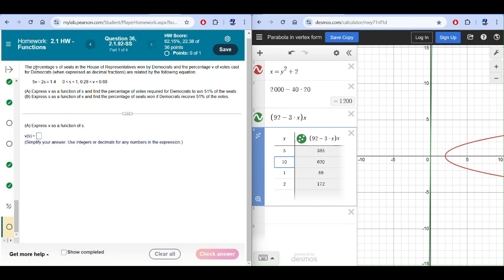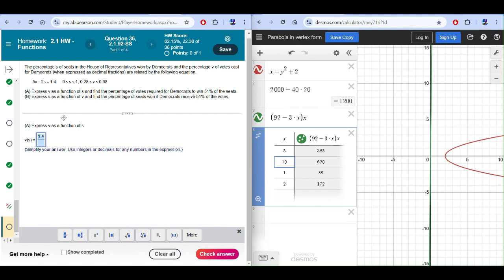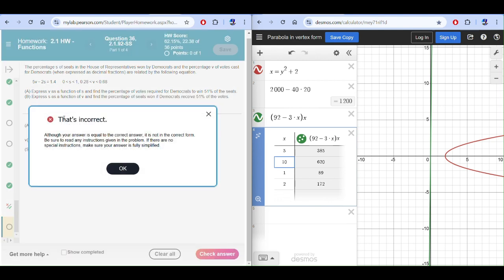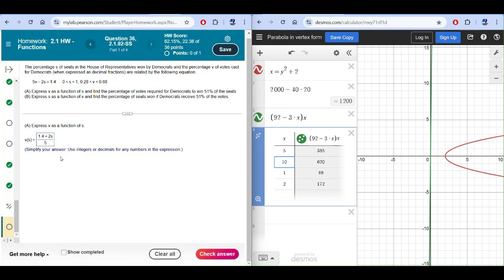Okay, the percentage S of seats in the House of Representatives won by Democrats and the percentage V of votes for Democrats with an expressive function is here. Express V as a function of S and find the percentage V as a function of S. So that's going to be minus 2S divided by 5. So 1.4 fraction, go back up to my numerator, plus 2S divided by 5. It is not in the correct form. What do you want? Type your answer.